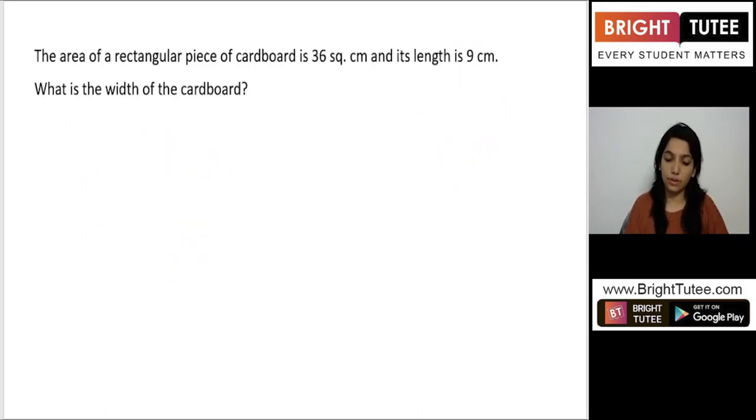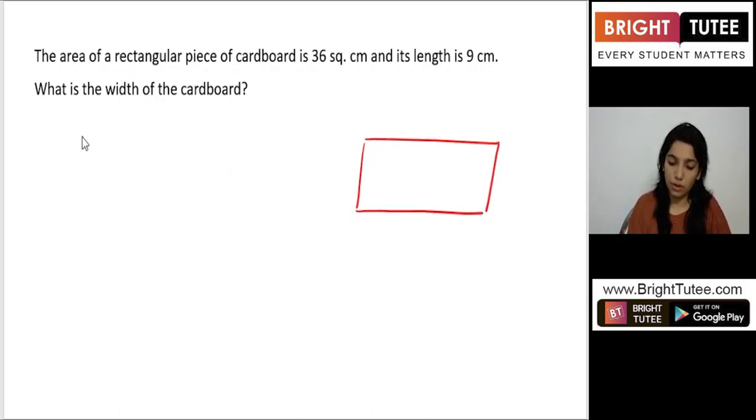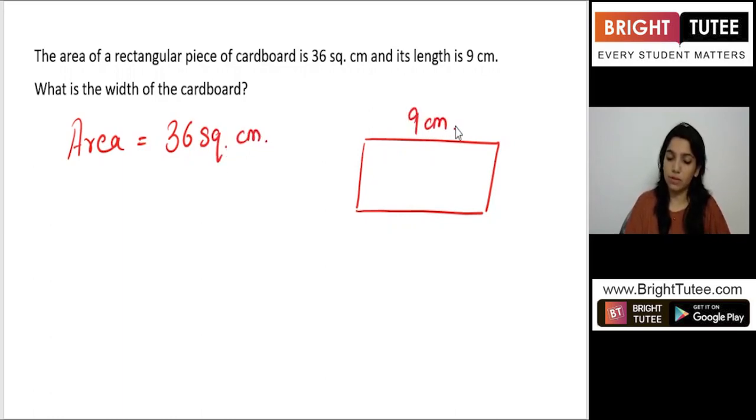It says the area of a rectangular piece. So here we have a rectangle. It has the area given to us. The area of the rectangular cardboard is 36 square centimeter. We are given the length in centimeters, that is 9 centimeter. We are required to find the width of this particular cardboard. Width or breadth, they are both the same word. The same thing is denoted by either width or breadth.